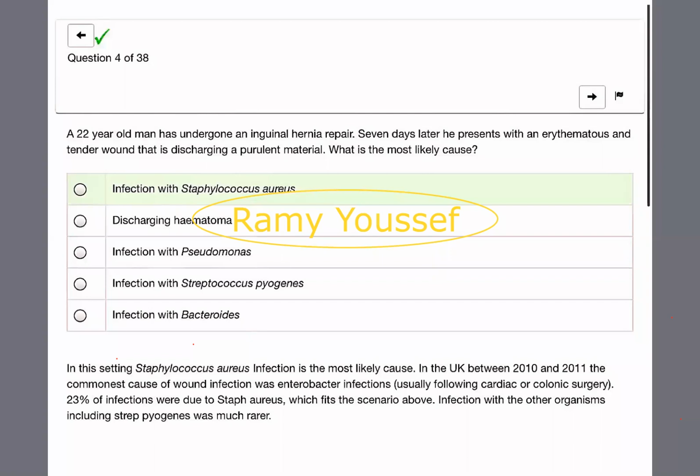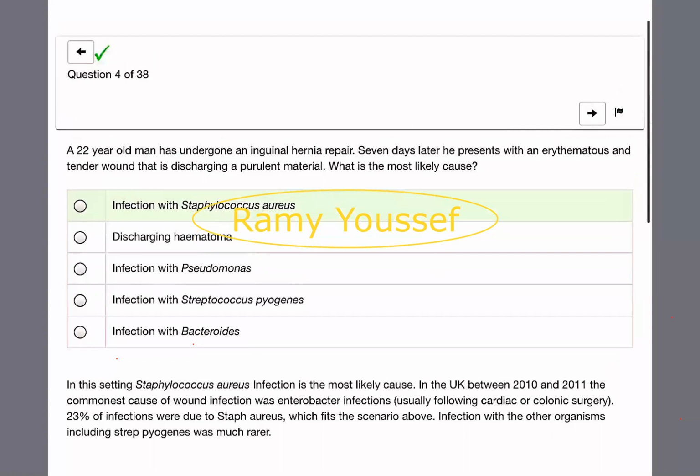What is the rate of infection in this type of operation? Less than 5%. It's 5% exactly. Okay, next question.